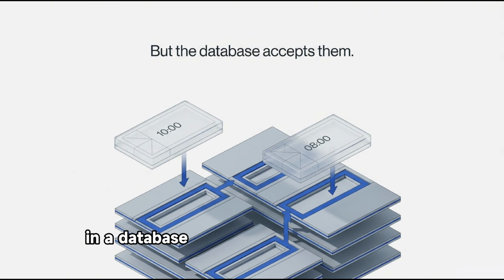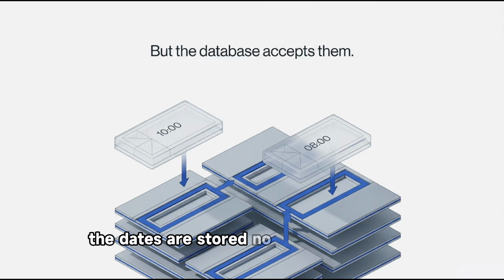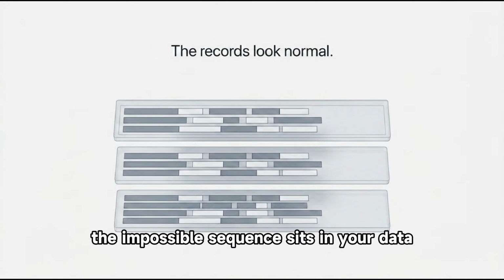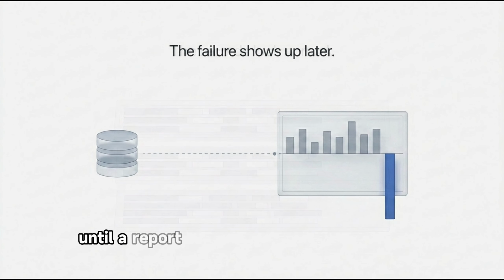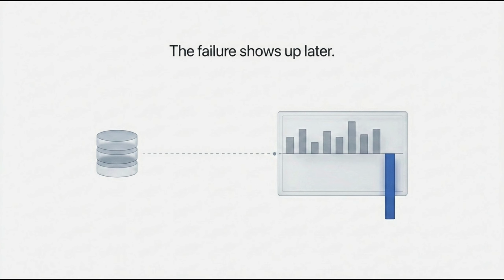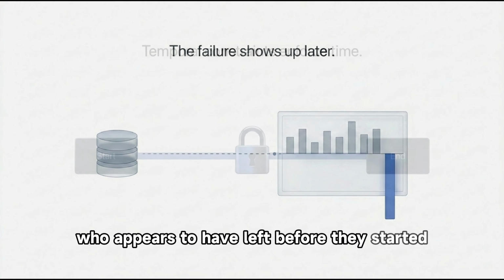In a database without temporal constraints, all three are perfectly valid inserts. The dates are stored, no errors are thrown. The impossible sequence sits in your data, looking identical to every legitimate record around it, until a report tries to calculate delivery time and returns a negative number, until a refund is processed against a payment that hasn't cleared, until payroll calculates tenure for an employee who appears to have left before they started.